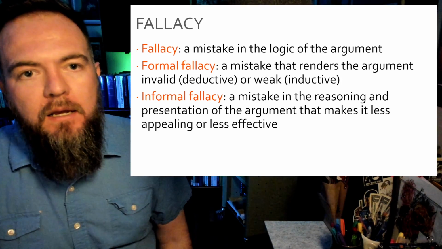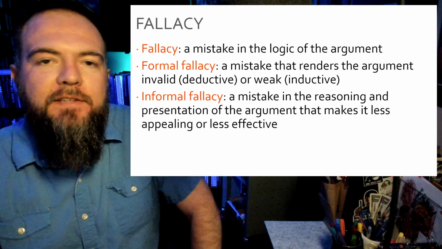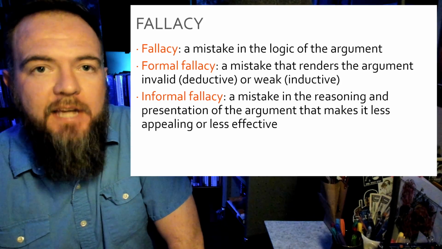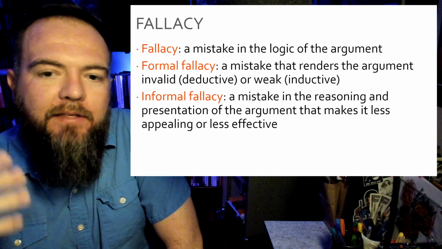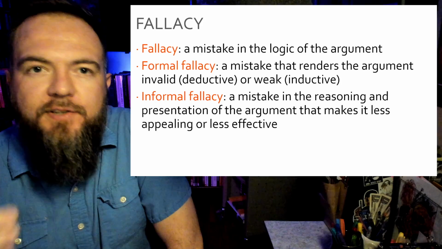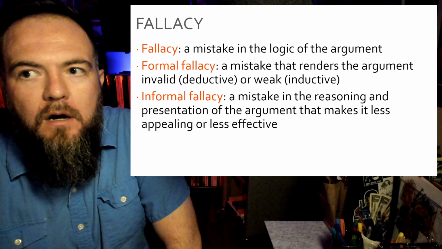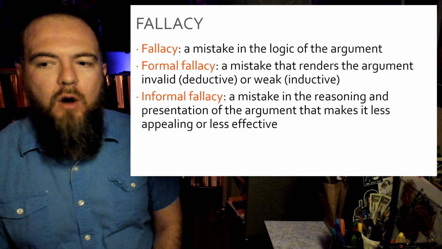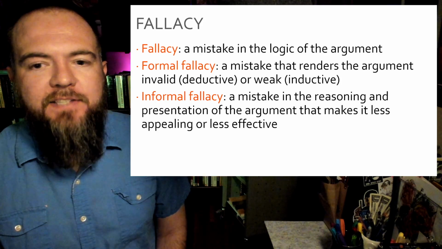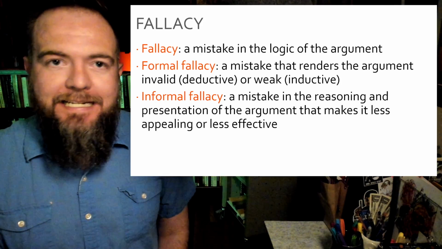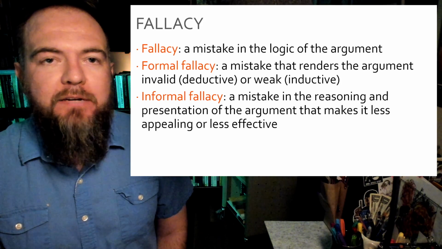Now, generally speaking, this is when we start to study things called fallacies. A fallacy, in a very broad sense, is a mistake. A fallacy in the context of our course is a mistake in the logic of the argument, just some aspect of it that doesn't work. Two subcategories of fallacies are often talked about. The first one is called formal fallacies. These are mistakes that render the argument invalid. In a deductive argument, it renders it invalid, or in an inductive argument, it renders it weak.